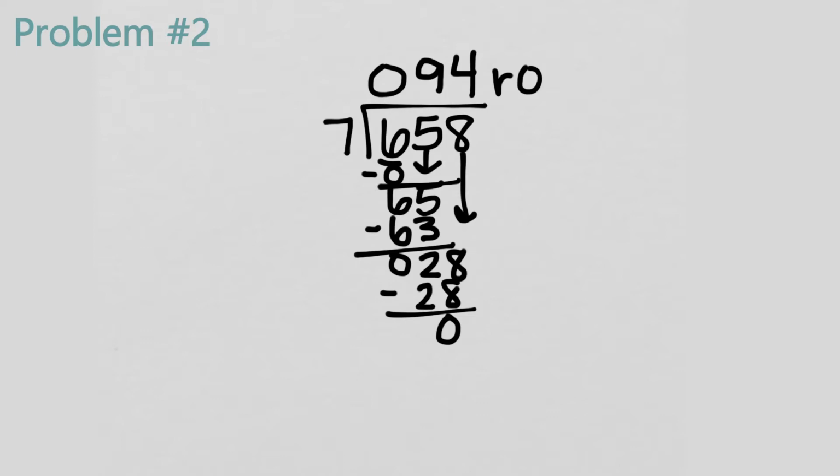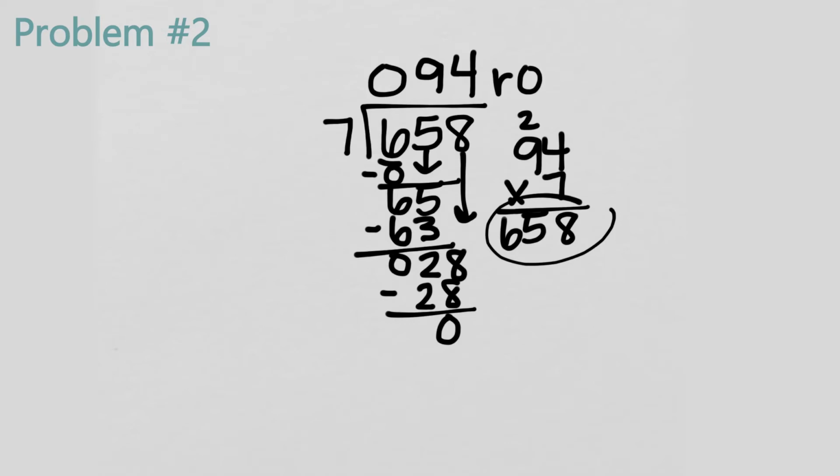Now let's check our work. 94 times 7. 7 times 4 is 28. We write the 8, carry the 2. 7 times 9 is 63, plus 2 is 65, and we get our original dividend. Great job.